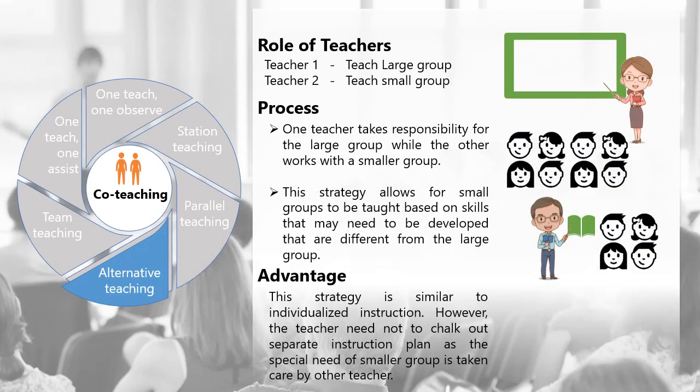The fourth type of co-teaching strategy is alternative teaching. Here also 2 teachers are involved. Role of teachers are, teacher 1 would teach a large group, while teacher 2 would teach a small group. Their process would be: one teacher takes responsibility for the large group while the other works with a smaller group. This strategy allows for small groups to be taught based on skills that may need to be developed that are different from the large group.